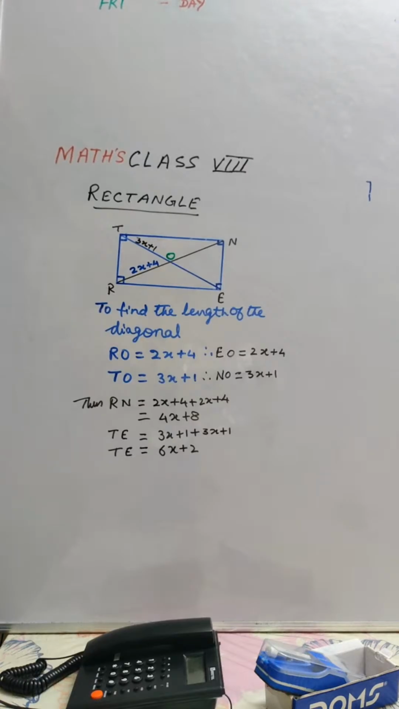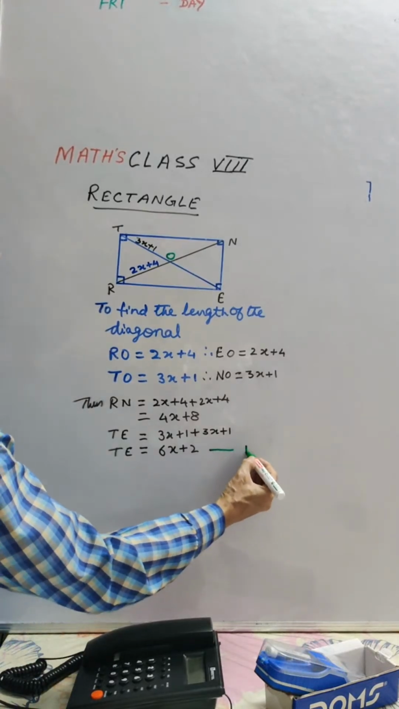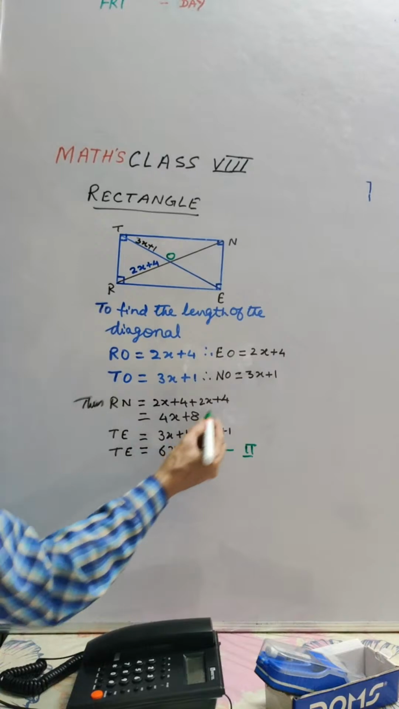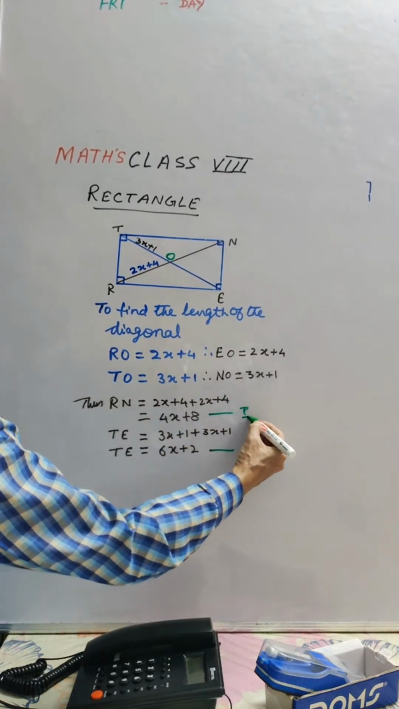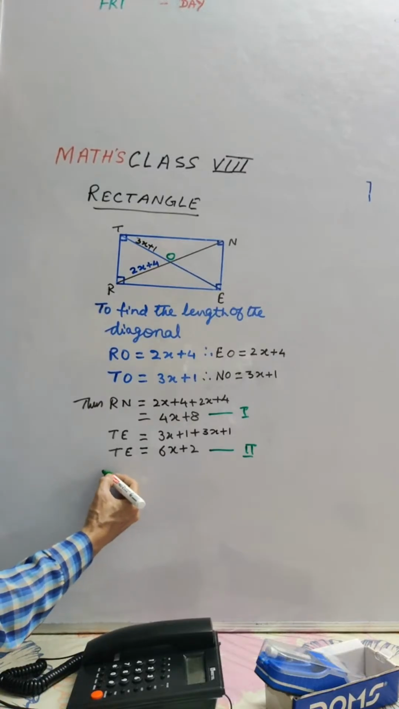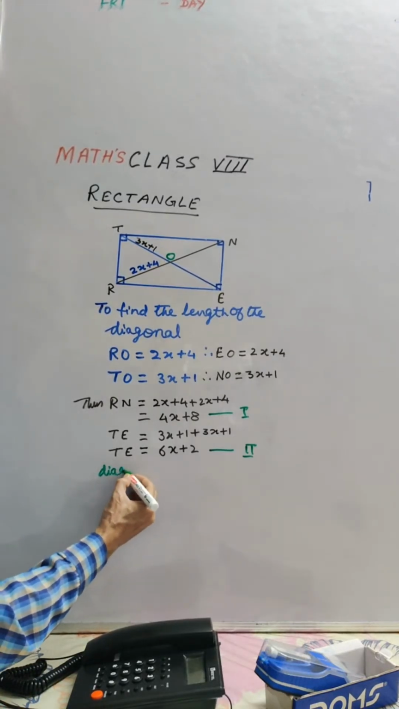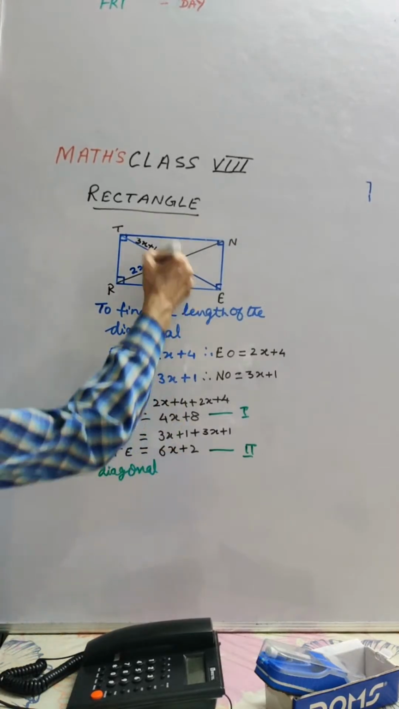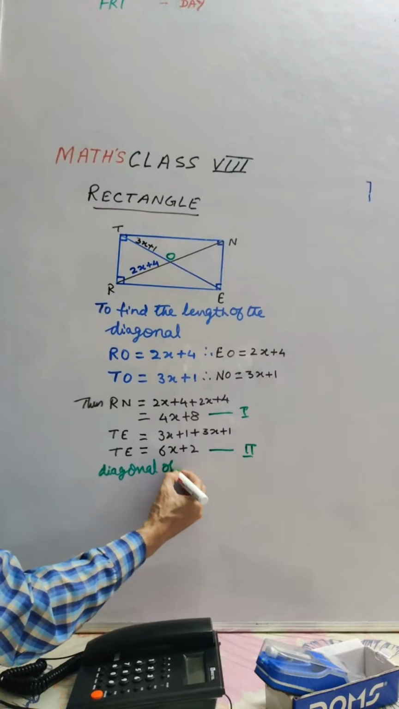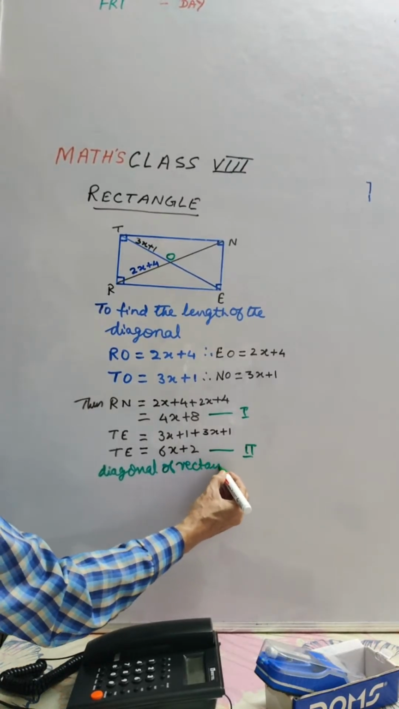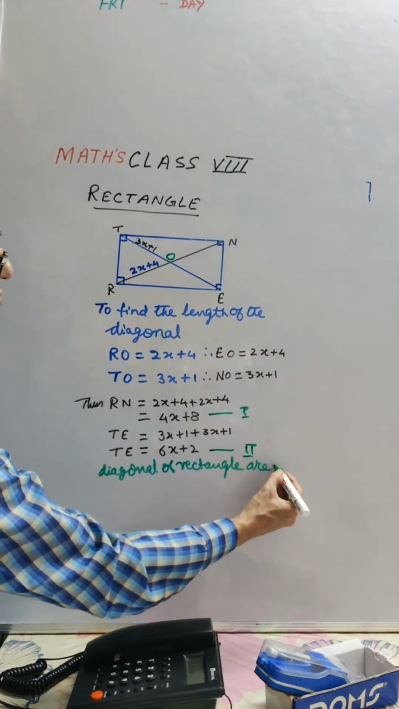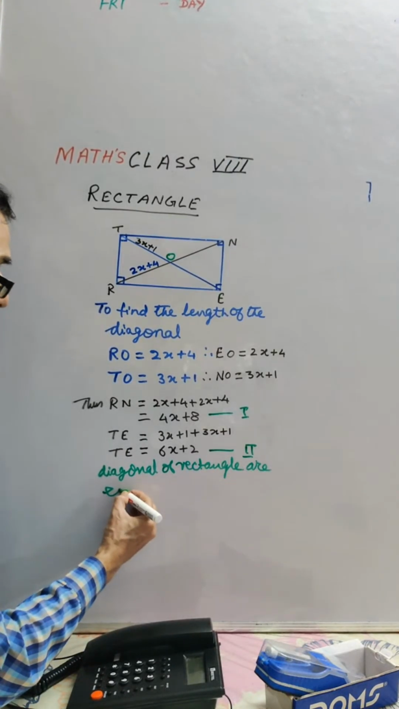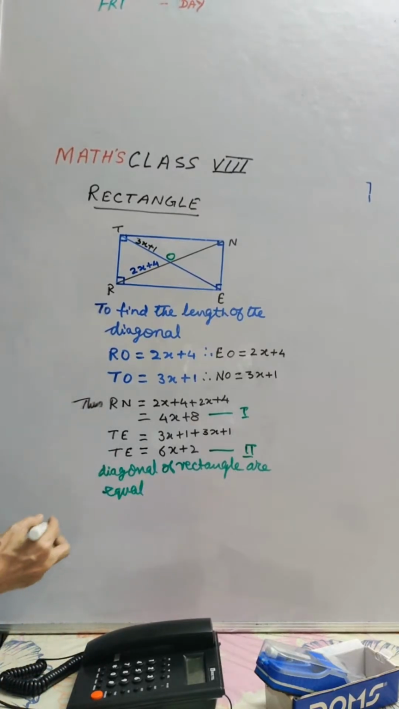Now we shall compare. Diagonals of a parallelogram are equal. This is diagonal number 2 and this is diagonal number 1, so 1 and 2 are equal. Sorry, diagonals of a rectangle are equal. This way, we see that RN is equal to TE.